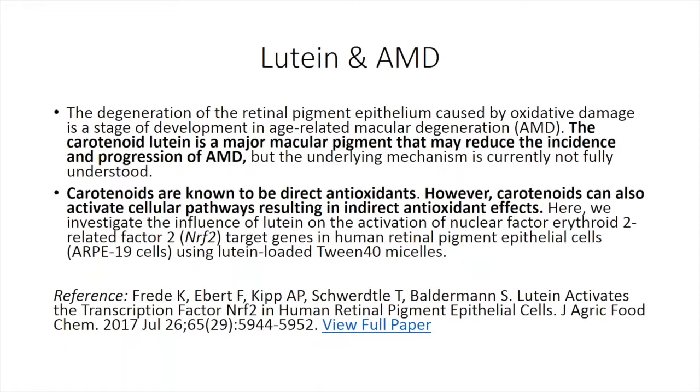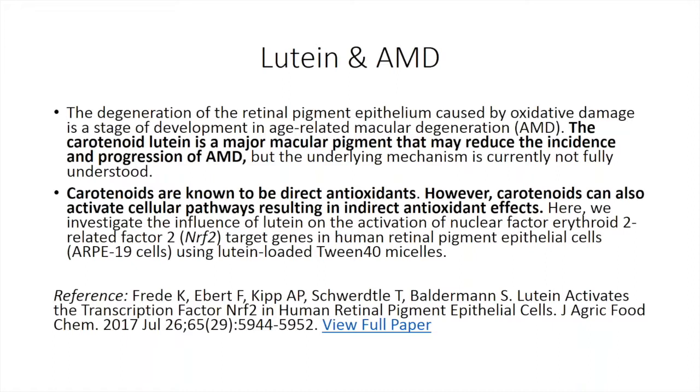And here we have again the carotenoid. Lutein is a major macular pigment that may reduce the incidence and progression of AMD. We're going to find more out about lutein and about its protective effects. Carotenoids are known to be direct antioxidants. However, carotenoids can also activate cellular pathways, resulting in indirect antioxidant effects.